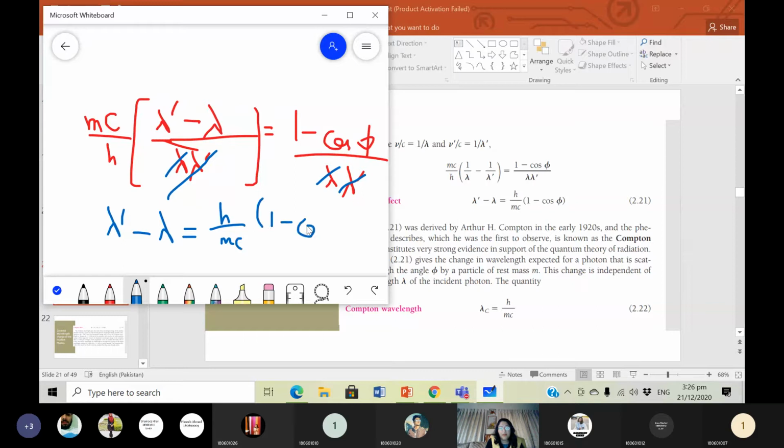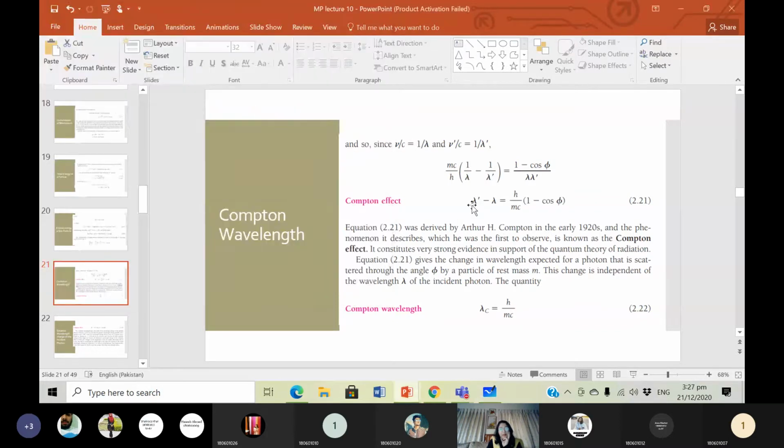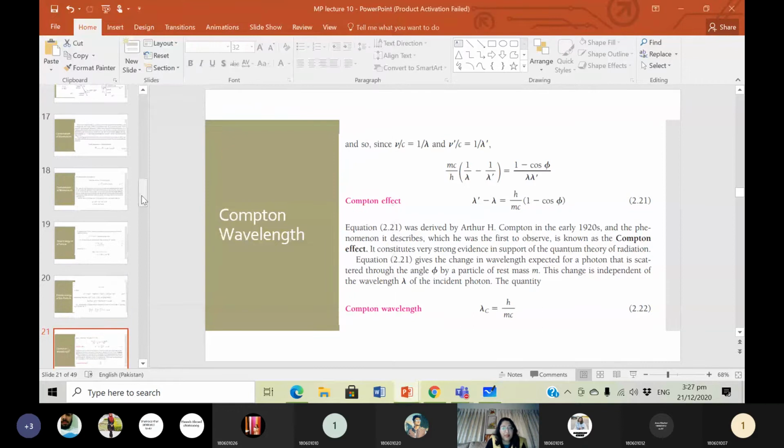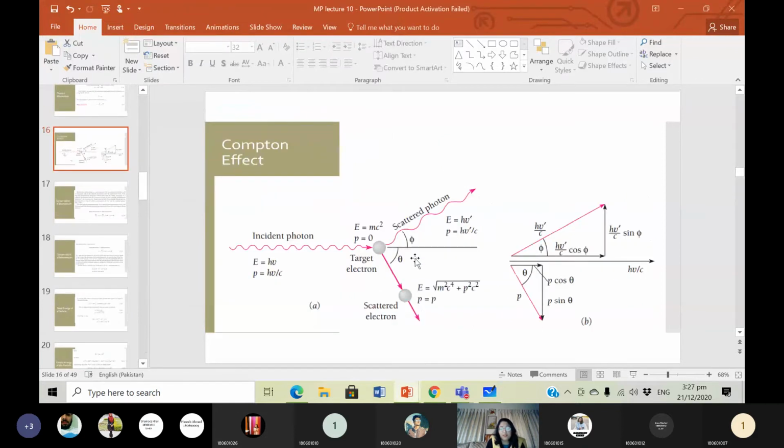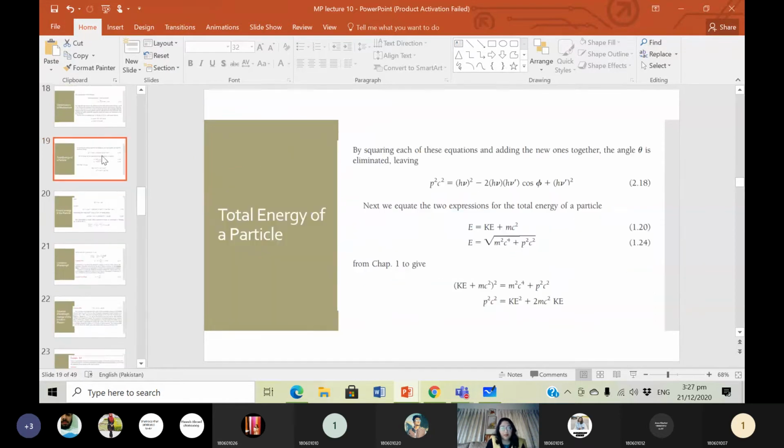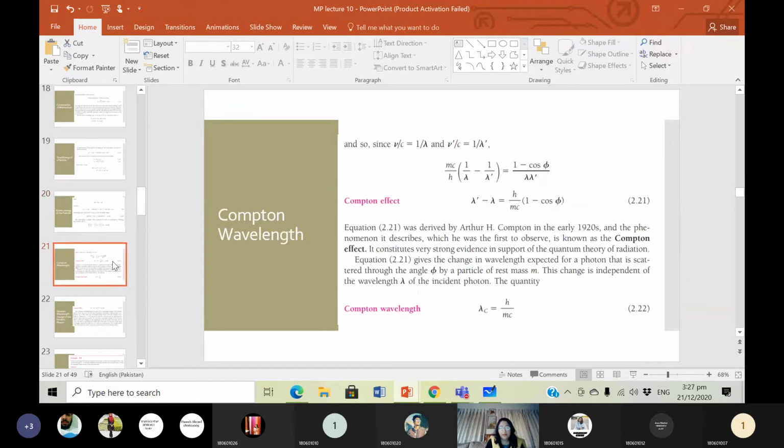times 1 minus cos phi. Okay, so this is the Compton effect formula, which relates the two wavelengths, the wavelength of the scattered photon minus the wavelength of the initial incident photon, with Planck's constant, the mass of the electron, c the speed of light, and the angle phi, which is basically the direction change of the incident photon. So this is our Compton effect formula.